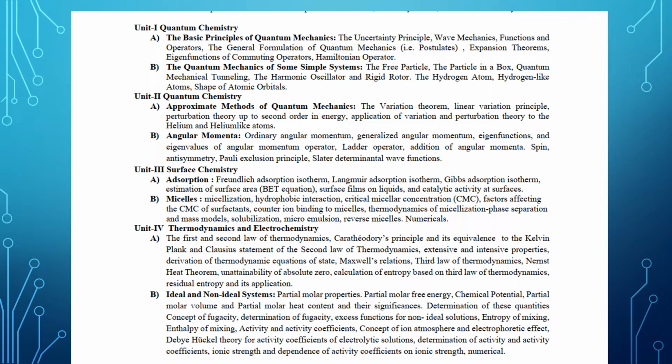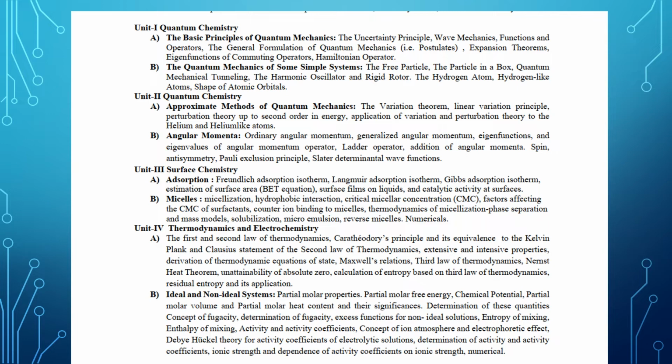B. Micelles, micellization, hydrophobic interaction, critical micellar concentration, CMC. Factors affecting the CMC of surfactants, counter-ion binding to micelles, thermodynamics of micellization, phase separation and mass action models, solubilization, microemulsion, reverse micelles. Numericals.